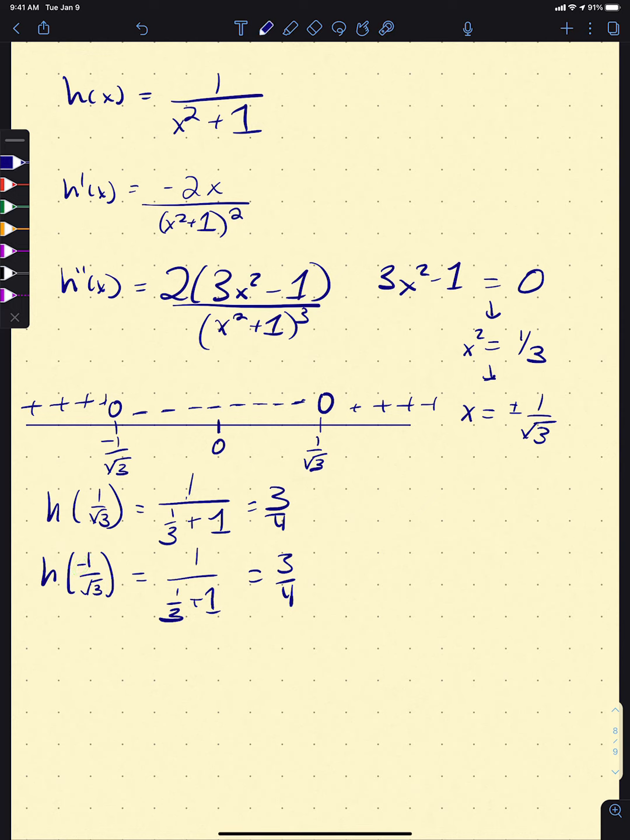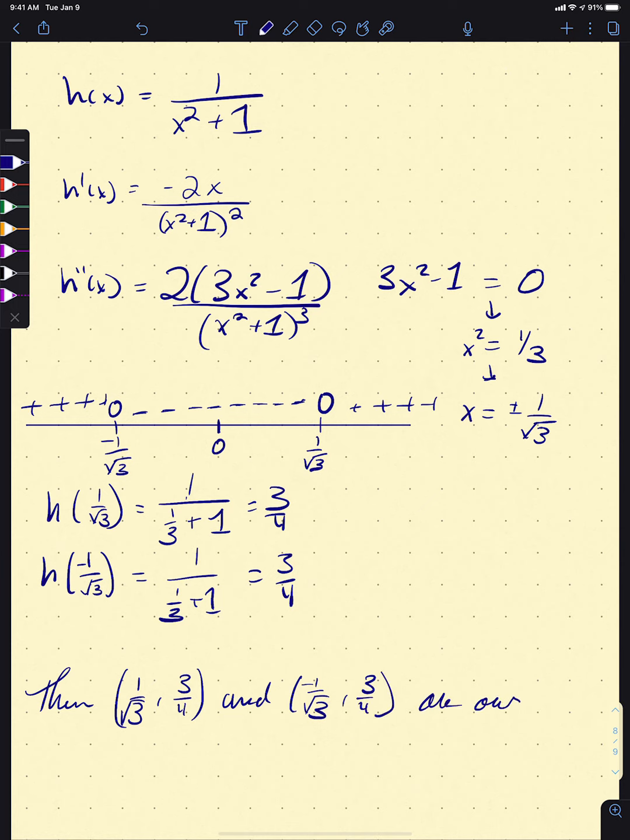So then 1 over the square root of 3, comma 3/4, and negative 1 over the square root of 3, comma 3/4 are our inflection points.